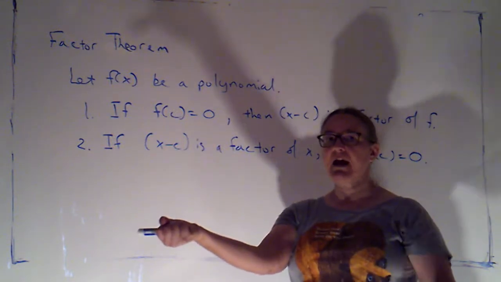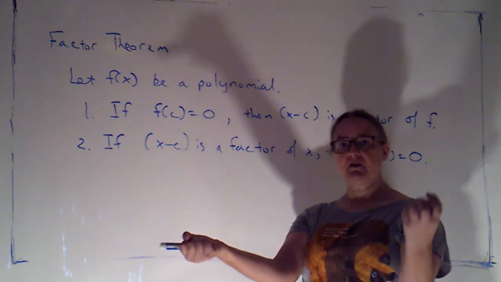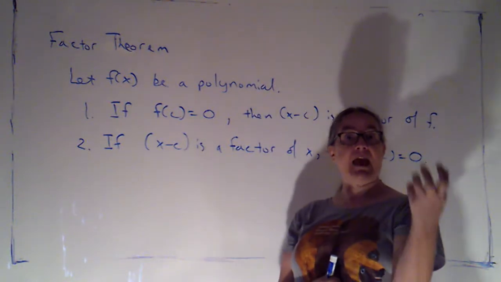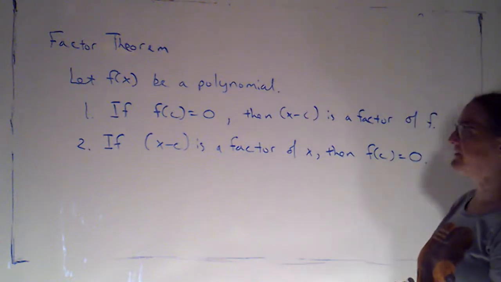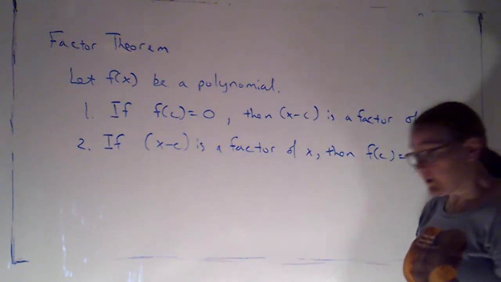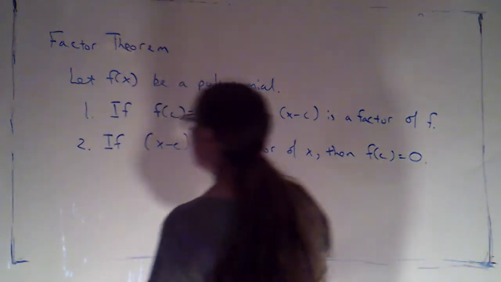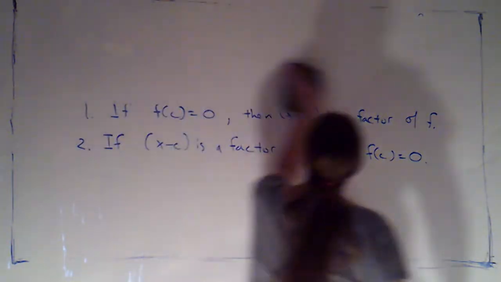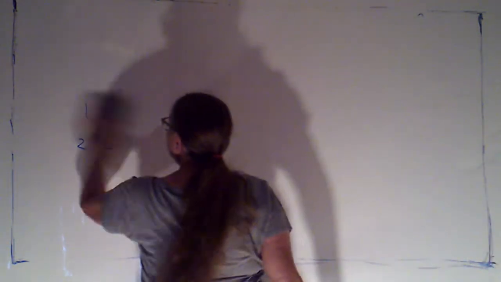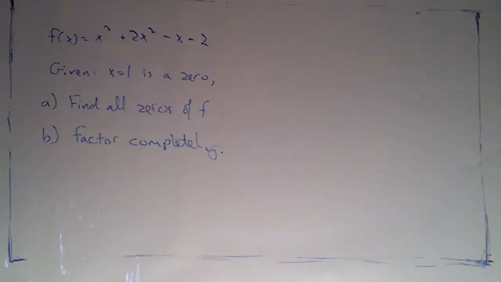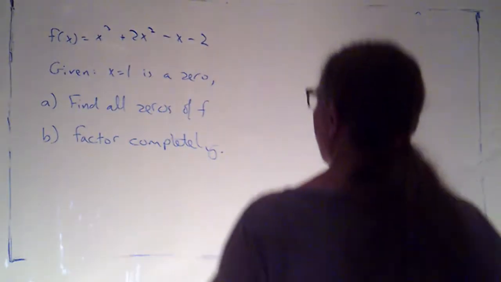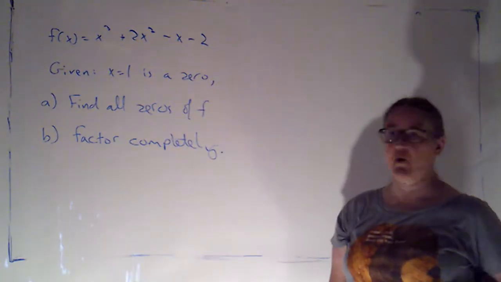So they always go together. If I have a 0, x minus that 0 is a factor. If I have a factor of the form x minus some number, that number is going to make the polynomial 0. So that's a very powerful result. I'm going to use that for a problem.